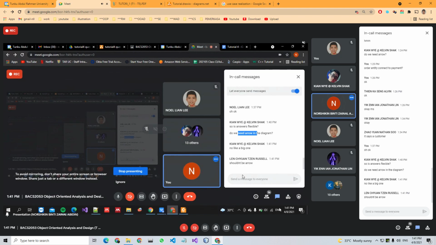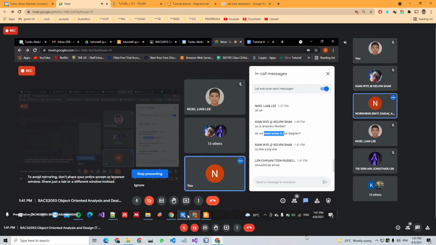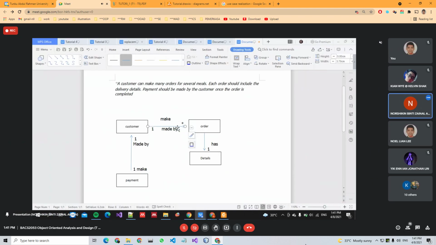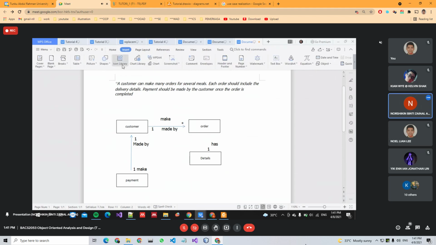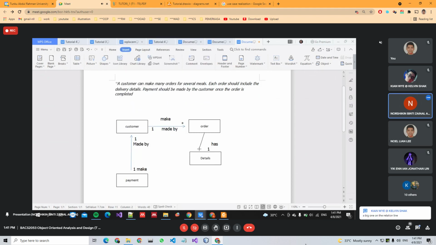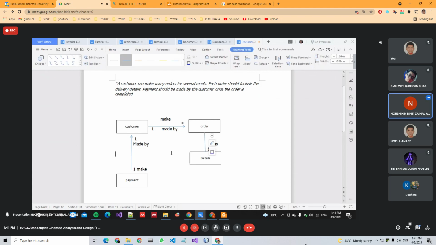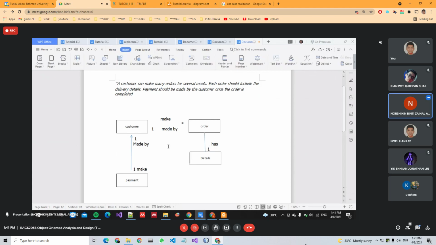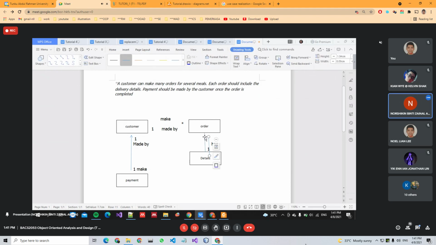Arrow, you mean? It's not. Okay, then this is wrong. Not an arrow actually. If you use arrow, then that means that's wrong.